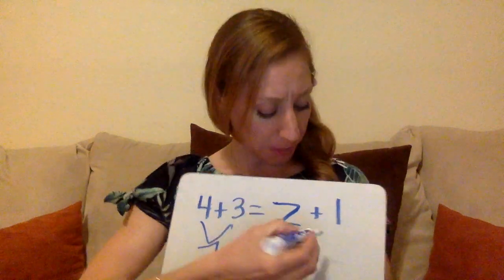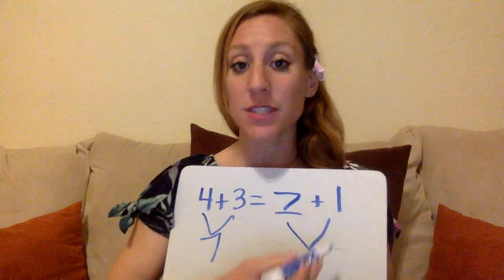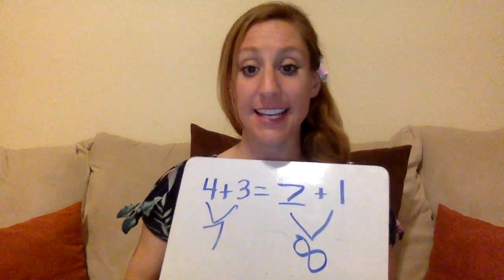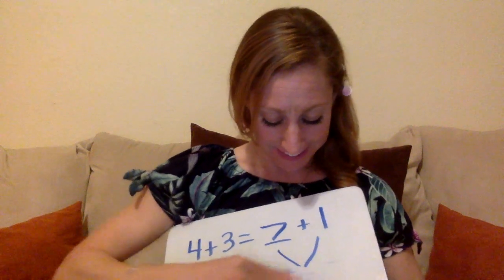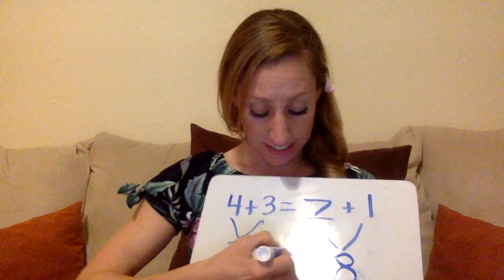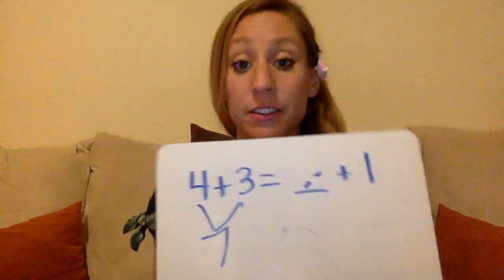But here's the tricky part. This whole side has to equal 7. Does this whole side equal 7? 7 plus 1? Nope. That's 8. Whoa. So 8, is 8 equal to 7? Nope. So we have to be really careful on this. Remember, the whole side has to equal the whole other side.